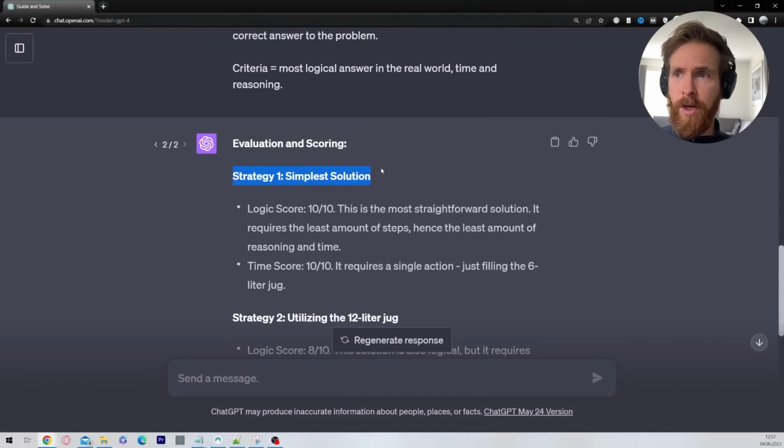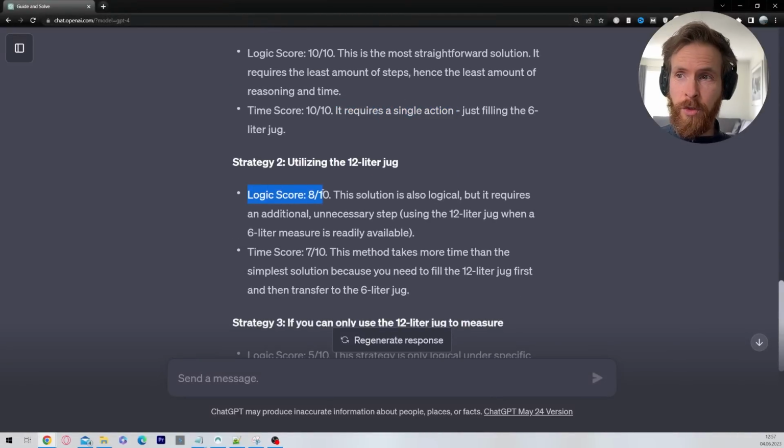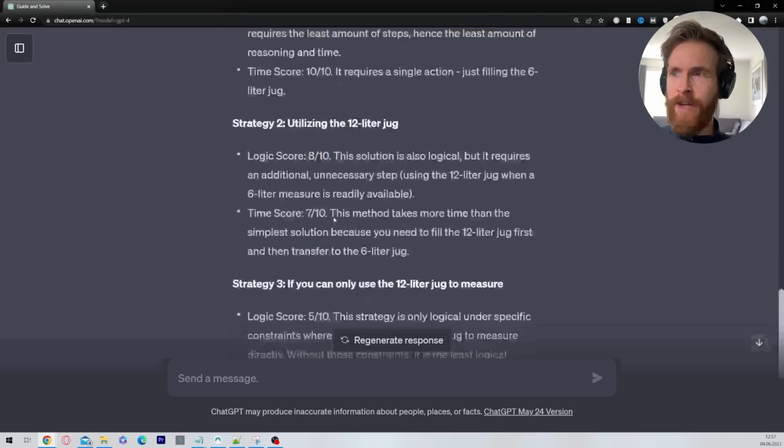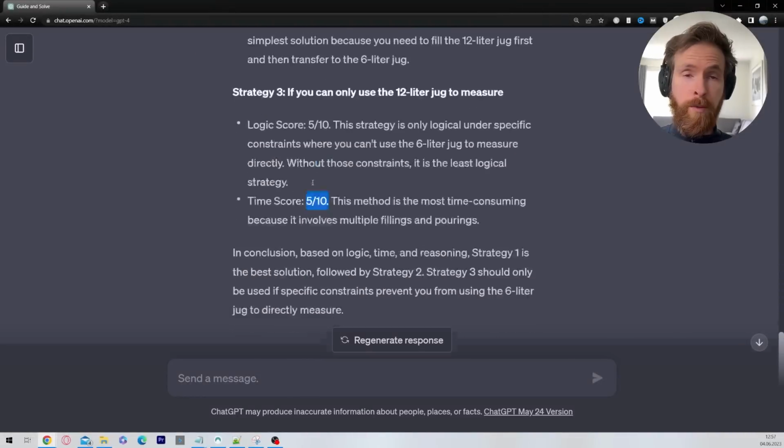So we get strategy 1, evaluation and scoring. On logic, this scores a 10 out of 10. This is the most straightforward solution. On time, it requires a single action. Great. So strategy 2 gets 8 out of 10 on logic, and on time, 7 out of 10. Strategy 3 gets only 5 and 5 out of 10. So clearly, strategy 1 is the best. And that is what we want to see, right?